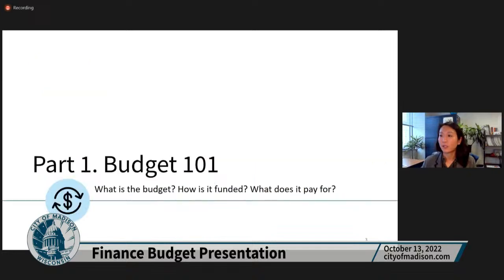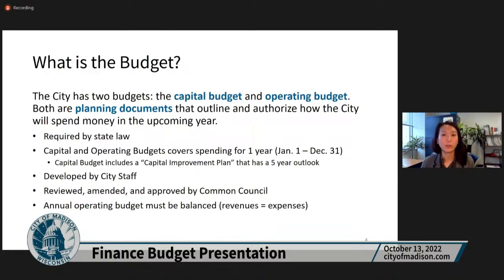So moving on. What exactly is the budget and how is it funded? The first thing to know is that the city actually has two budgets. There's the capital budget and the operating budget. Both of these are planning documents that lay out how the city will spend money in the upcoming year to provide services to residents and advance key priorities. These plans have to be approved by the Common Council before the city is authorized to encumber or spend any money. The budget process is required by state law, and it covers spending for 1 year starting January 1st through December 31st. The capital budget includes what we call a capital improvement plan, or CIP, that has a 5-year outlook. This is because capital projects tend to have a long time horizon, and the 5-year outlook helps plan for what some of these multi-year projects will look like over time.